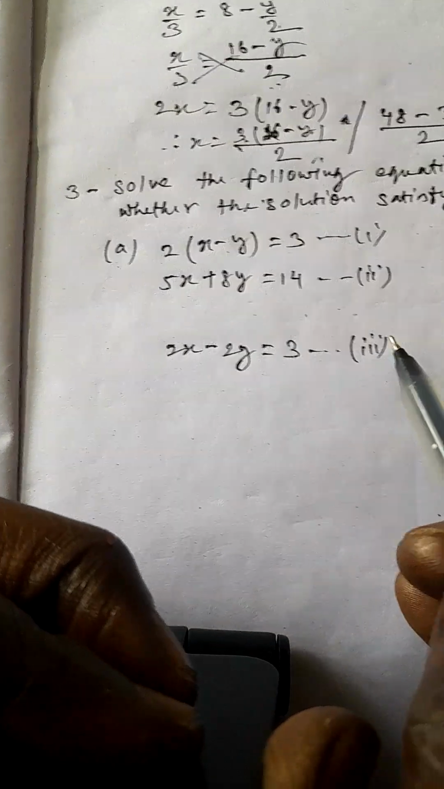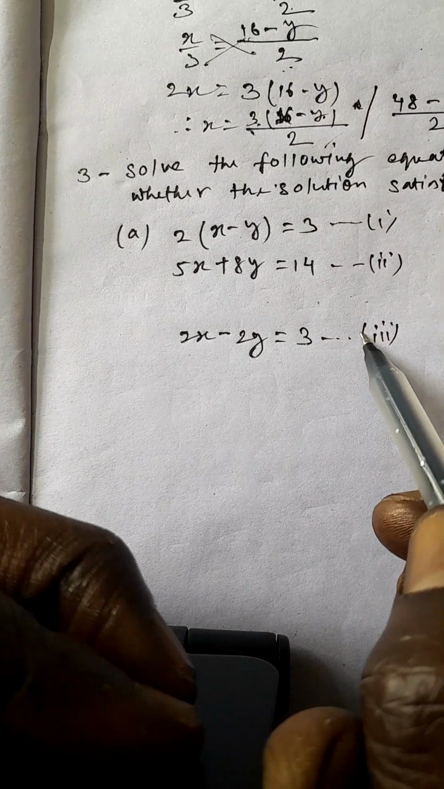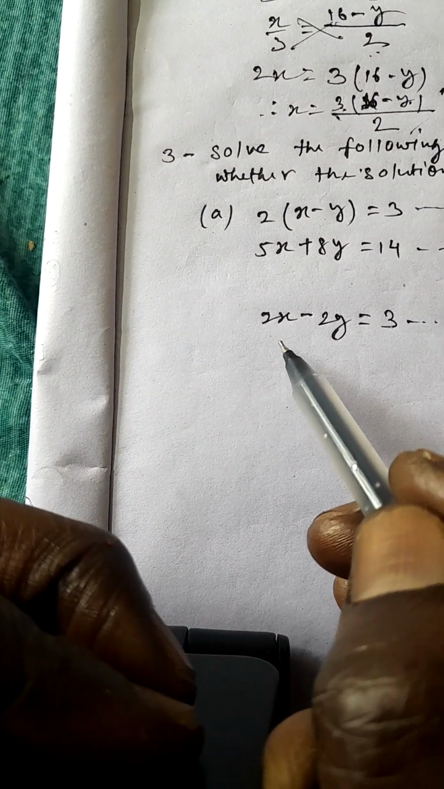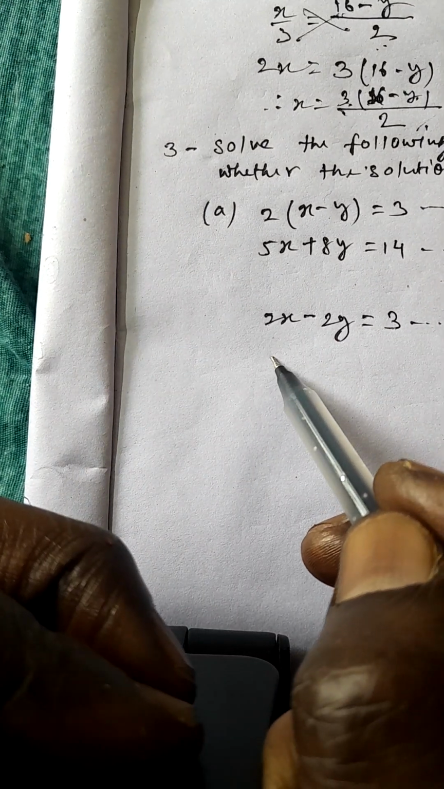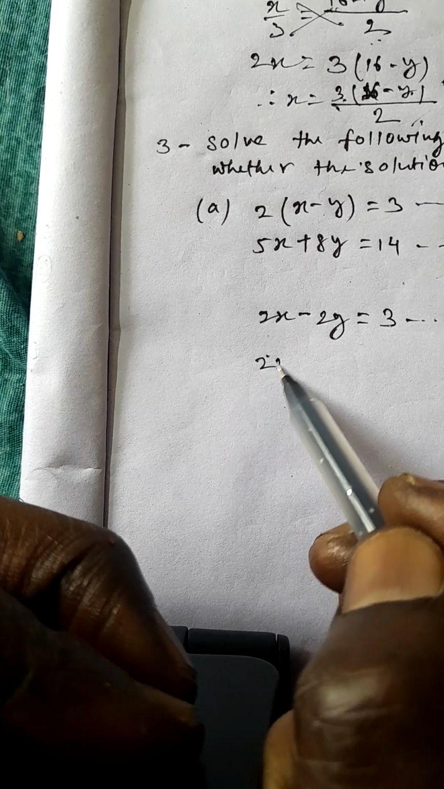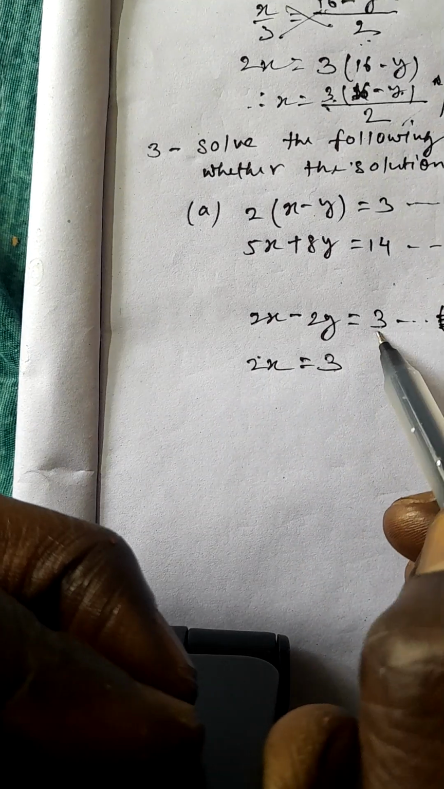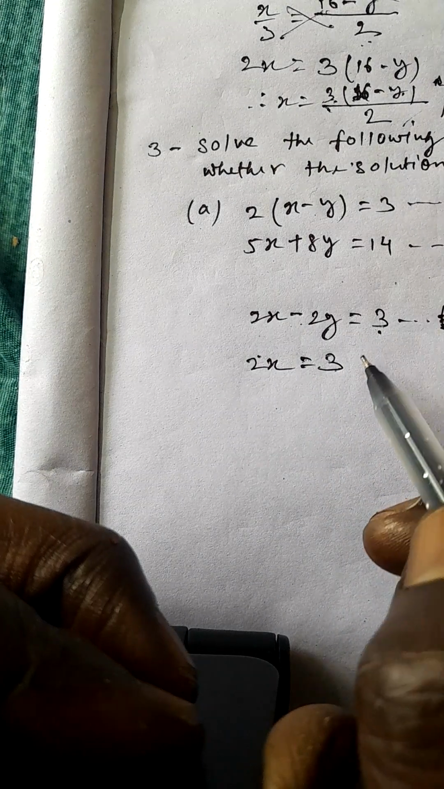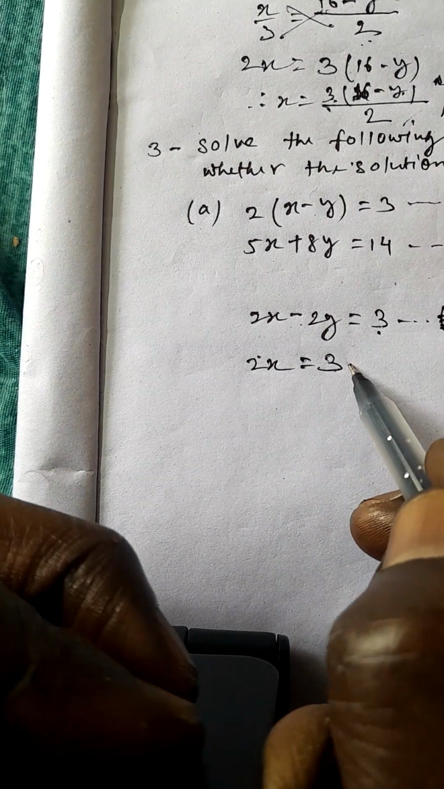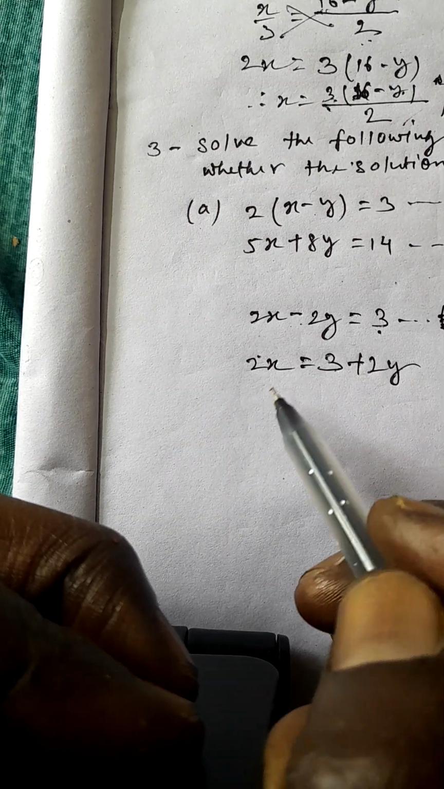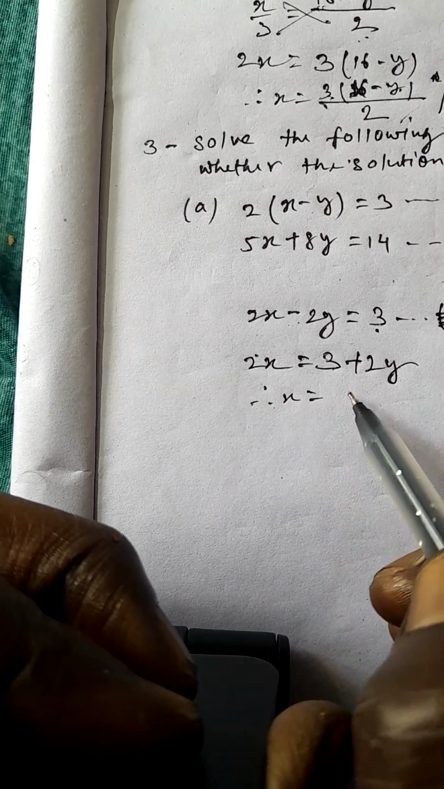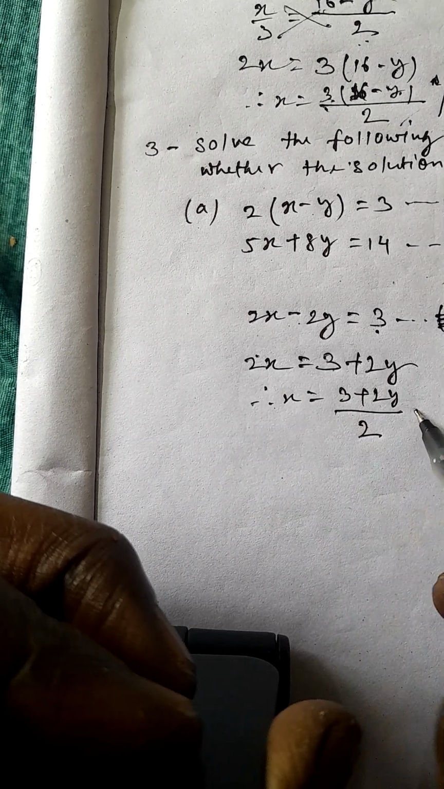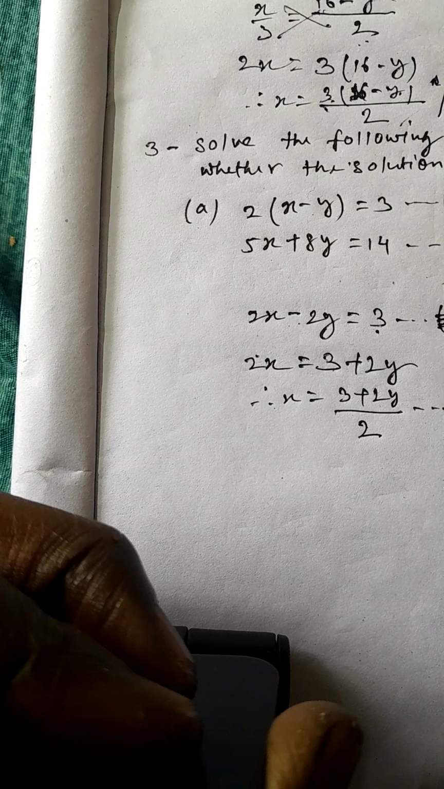Second, you need to solve this first, don't need to write 3 first. Solve this equation, put 2x here and 3 will be here, and keep 2y on the right hand side. Then instead of minus it will be plus 2y. Then the value of x will be 3 plus 2y divided by 2. This will be taken as equation number 3.